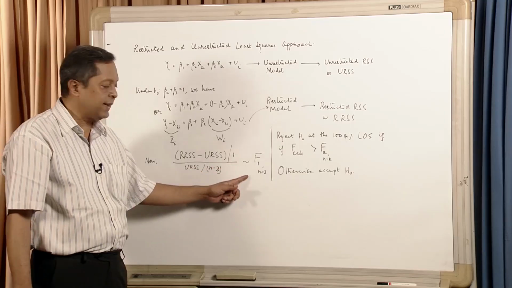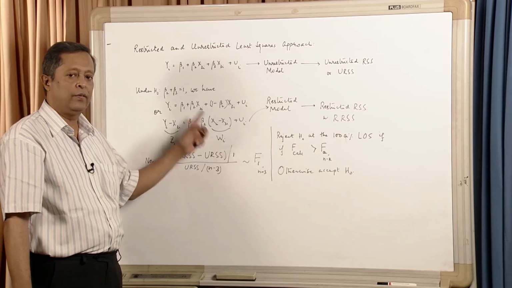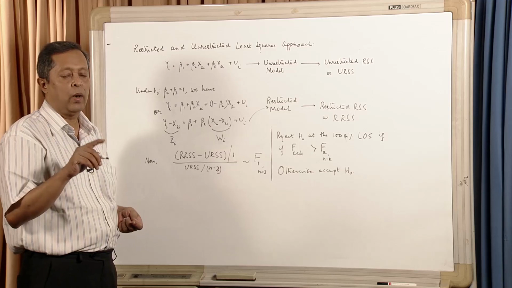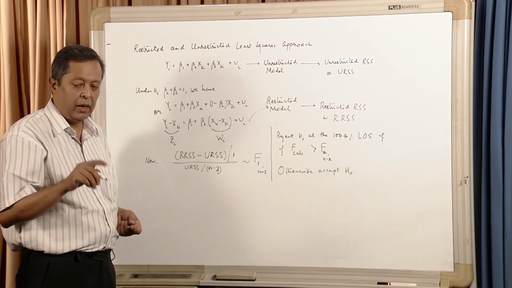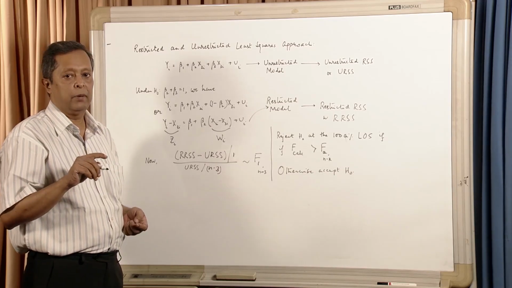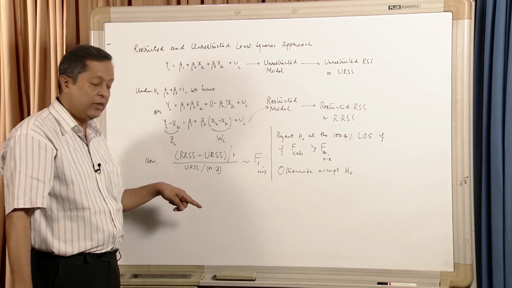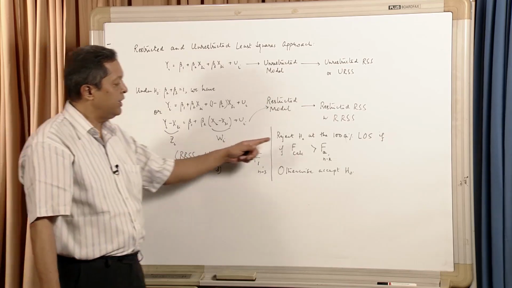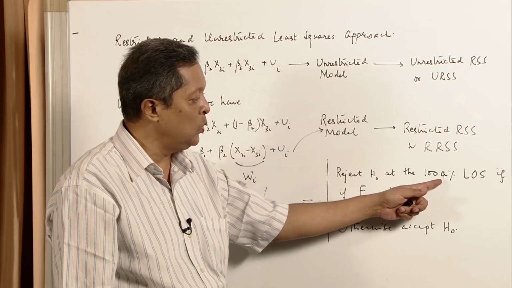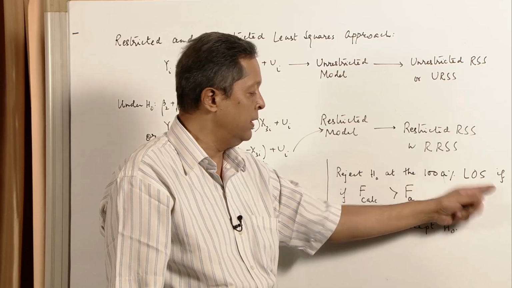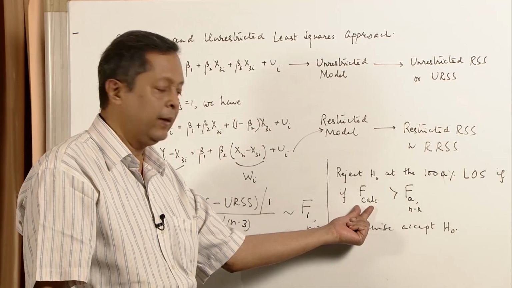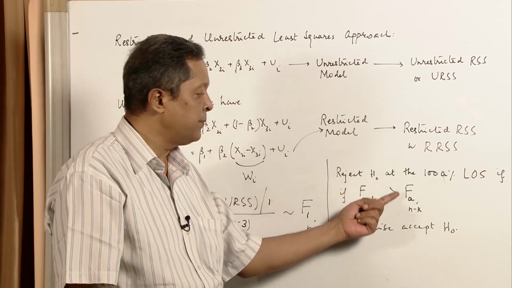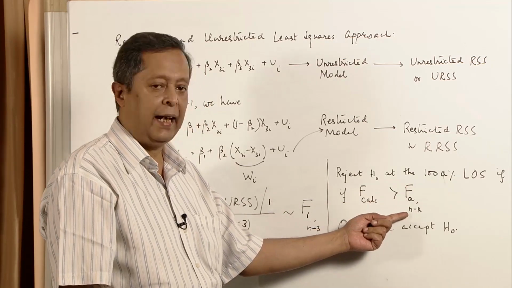This is exactly the same f distribution which we obtained when we did (beta 2 hat plus beta 3 hat minus 1) whole square divided by the variance of beta 2 hat plus beta 3 hat. That f distribution is the same as this f distribution. So, what do we do? We reject H naught at the 100 into alpha percent level of significance if the calculated value of the f statistic exceeds f alpha, 1, n minus k.